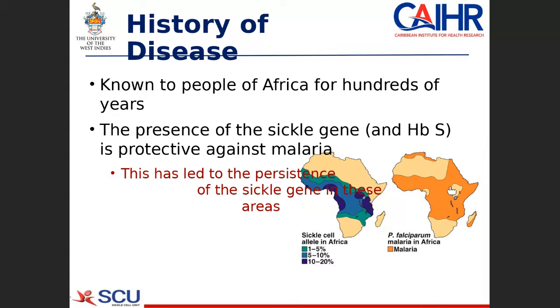Okay. So if you look in the corresponding areas where malaria is endemic, you will see that these are the areas where there is a high incidence of the sickle gene. And just to note that it is the sickle cell trait that is protective. If you have sickle cell disease, malaria in a person with sickle cell disease is actually potentially fatal.